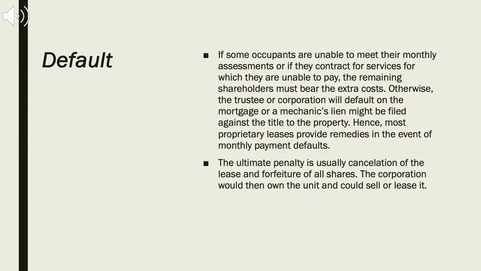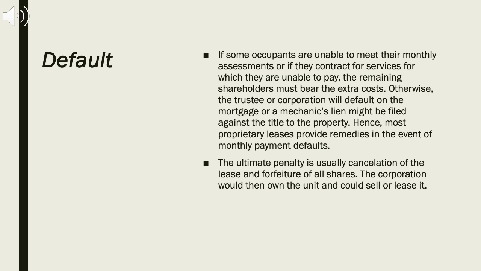Default. If some occupants are unable to meet their monthly assessments, or if they contract for services for which they are unable to pay, the remaining shareholders must bear the extra costs. Otherwise, the trustee or corporation will default on the mortgage, or a mechanic's lien might be filed against the title to the property. Hence, most proprietary leases provide remedies in the event of monthly payment defaults. The ultimate penalty is usually cancellation of the lease and forfeiture of all shares.